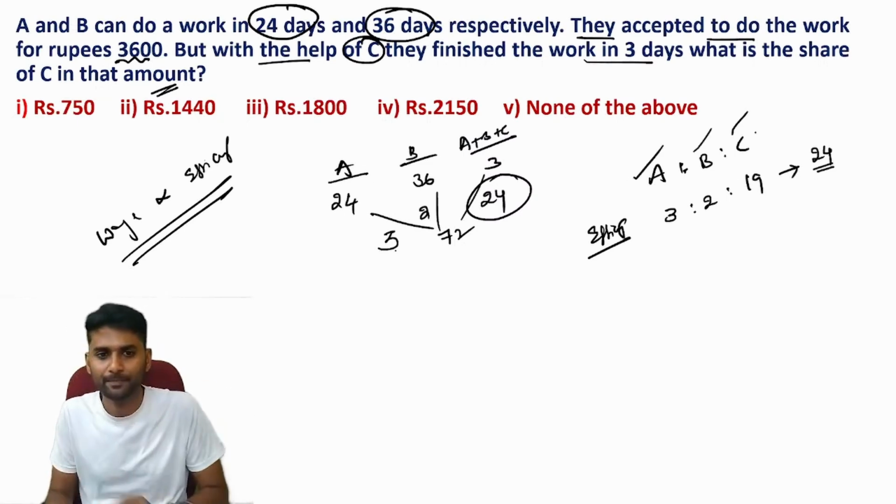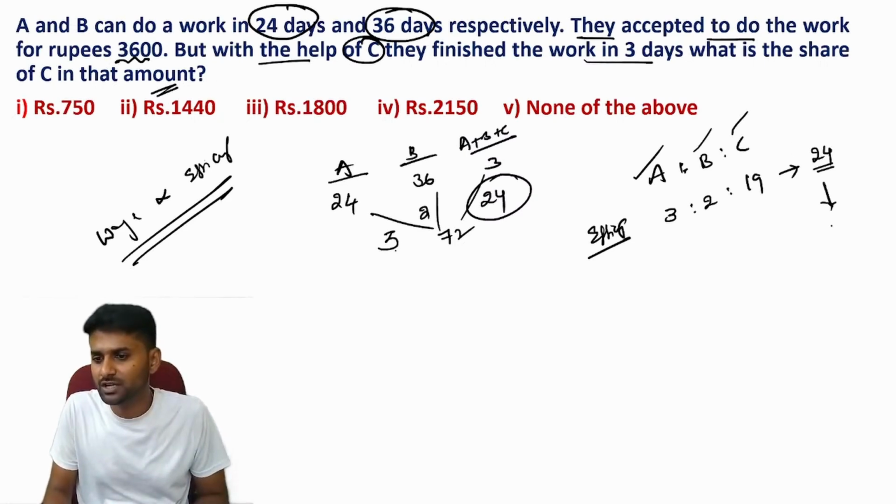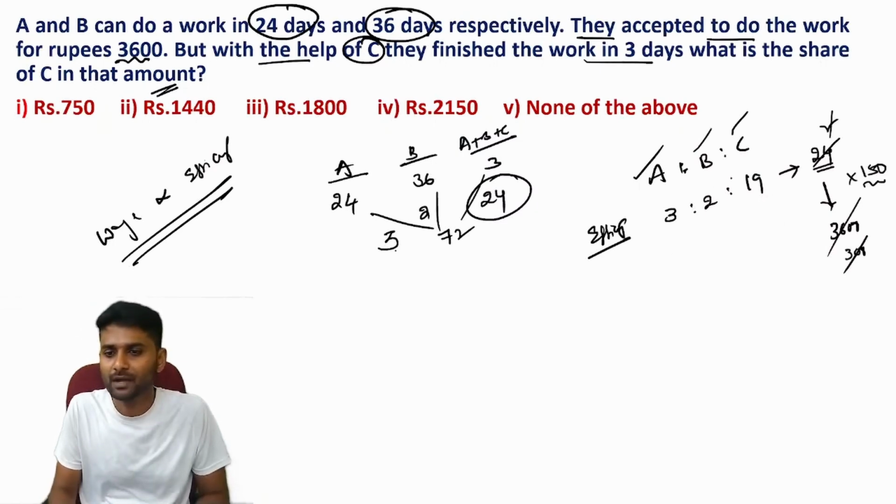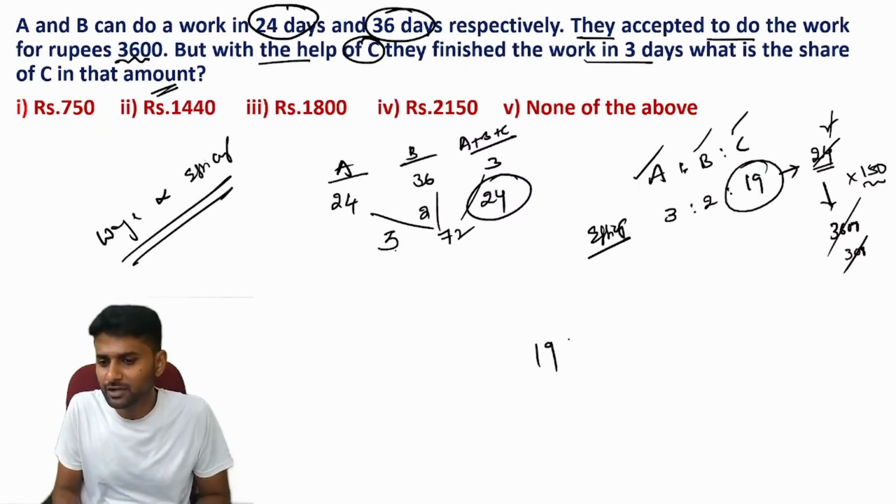A, B, C individual contribution is 3, 2, 19. Now we are going to distribute 3600. Now we are going to convert into the money. 24 times 150 is 3600. Now each value is multiplied by 150 rupees. Now we are going to pay 19 units of amount. Each amount is 150 rupees.